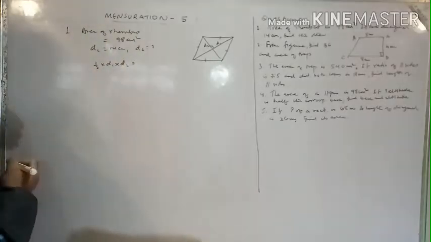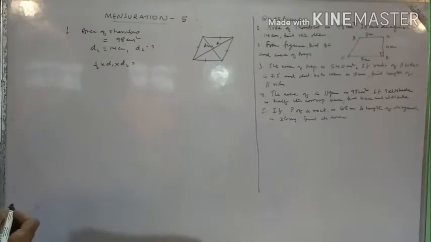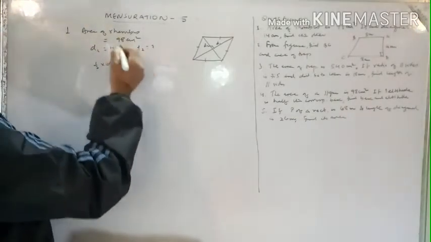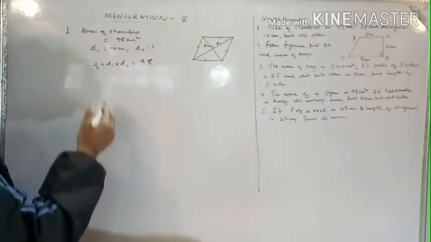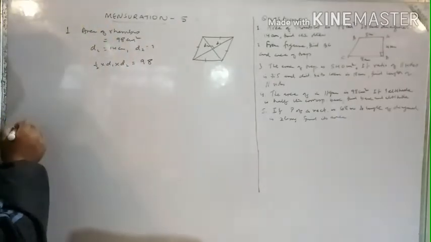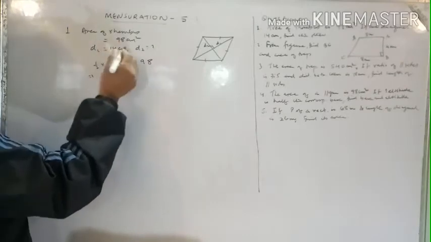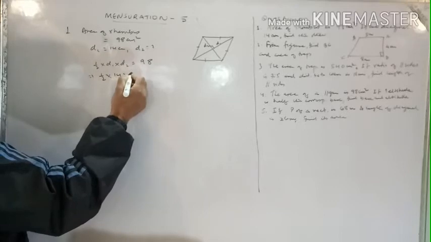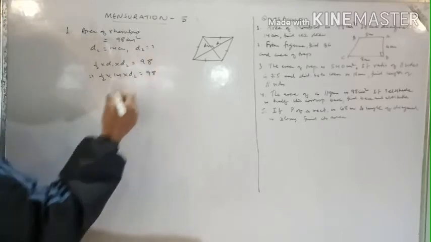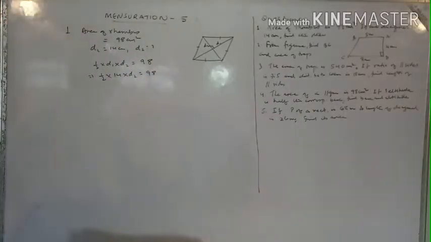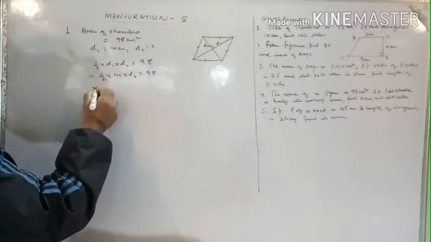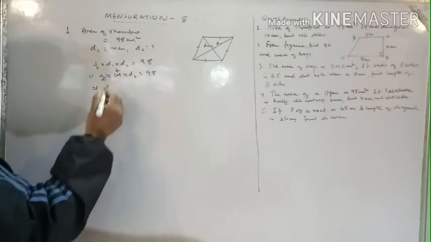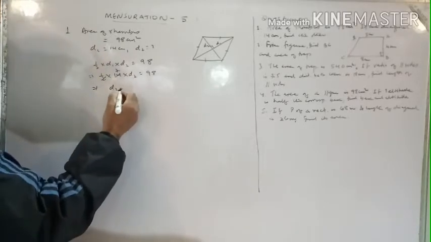Now you have to remember the formula of area of rhombus. Area of rhombus is what? Half into D1 into D2 is equal to 98, as the area of rhombus is 98. D1 is given, so you can put the value. Half into 14 into D2, which you have to find, is equal to 98. So 2 will cancel 14, 7 times. So 7 into D2 equal to 98.